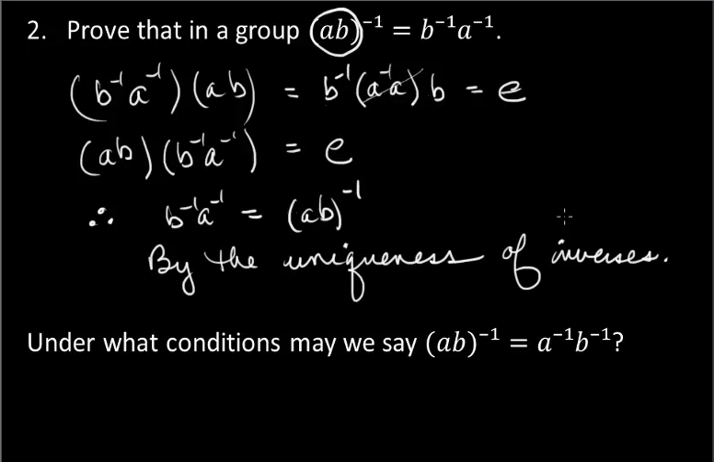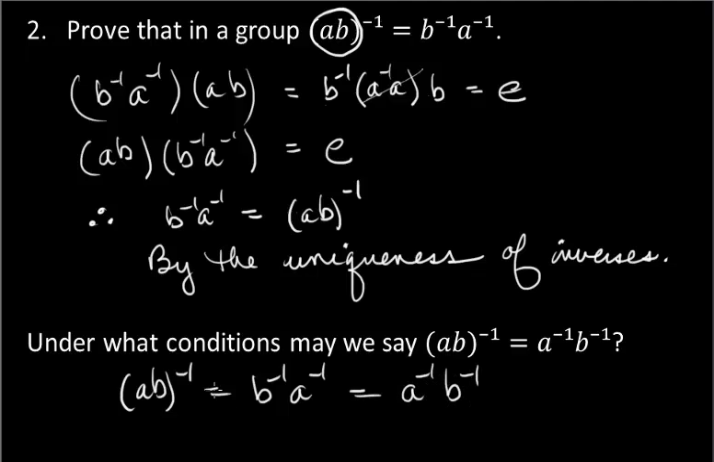Now, under what conditions could we say that AB inverse is equal to A inverse B inverse? Well, we know we always do that in the real numbers, don't we? But that's because it's an abelian group. So we know that AB inverse, we just proved that it's B inverse A inverse. And when can we change it around? Well, when the operation is commutative, or when the group is abelian.